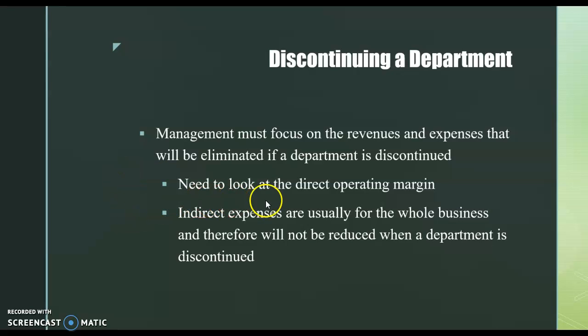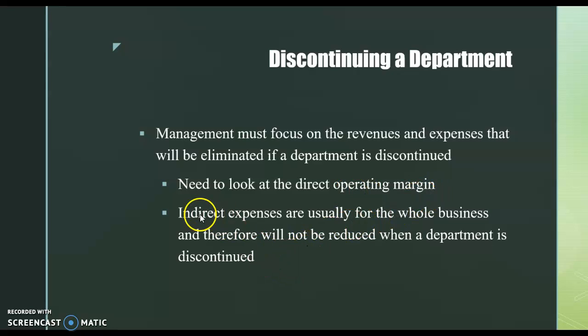Okay? And what we look at when we're doing that is this direct operating margin that we just got done talking about. Okay? If that's a positive number, then you should not just discontinue that department. You can make changes, but you shouldn't just get rid of it and have nothing in place, because you're going to be worse off.